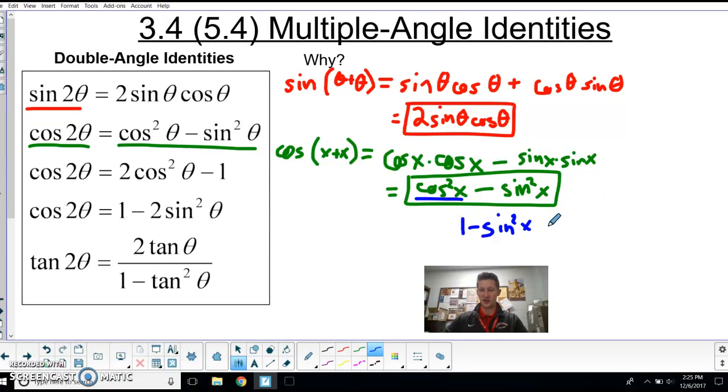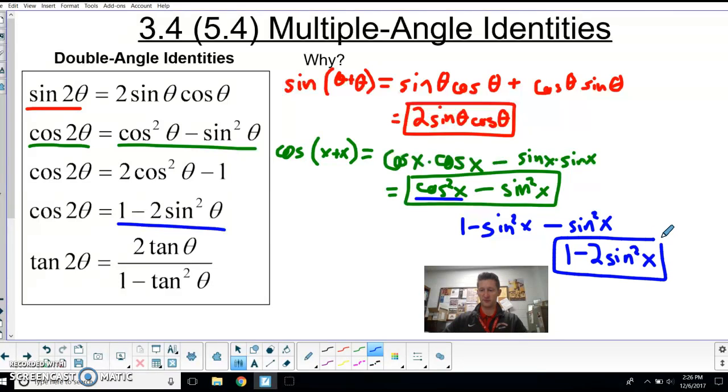I get 1 minus sine squared replacing this, minus the sine squared that was already there. When you put those two like terms together, I have a negative sine squared and another negative sine squared. That's going to be equal to 1 minus 2 sine squared x. Again, or theta if you're working with theta. That would be this guy right here, 1 minus 2 sine squared theta. So that's the second of my cosine double angle identities. And let's find the third one.